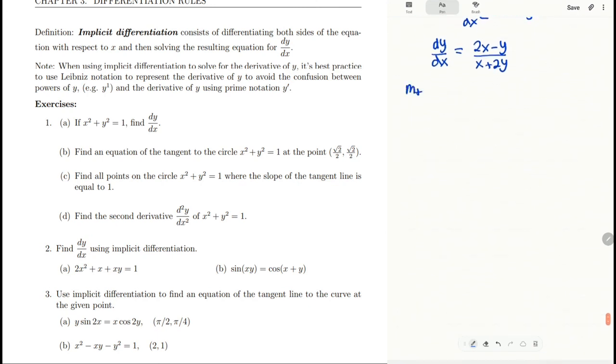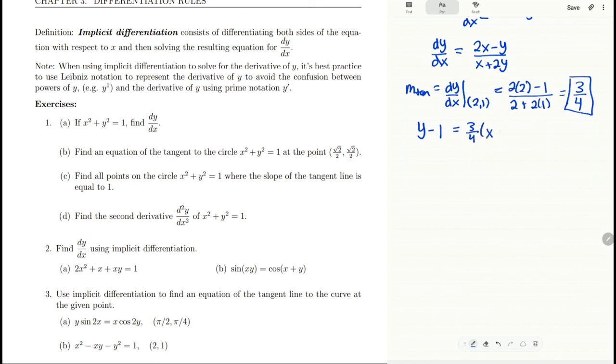So now we can use this to find the slope of the tangent line. So we will evaluate the derivative at the point 2, 1. So this gives us 2 times 2 minus 1 over 2 plus 2 times 1. And this will simplify to 3 over 4. And so the equation of the tangent line is y minus 1 is equal to 3 over 4 times x minus 2.